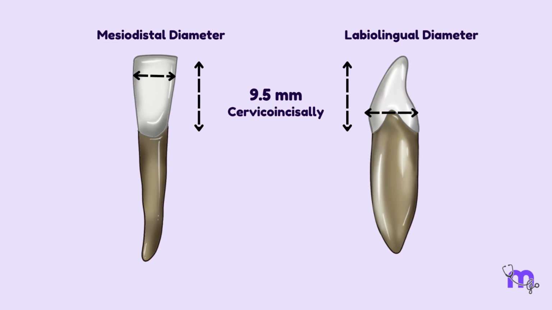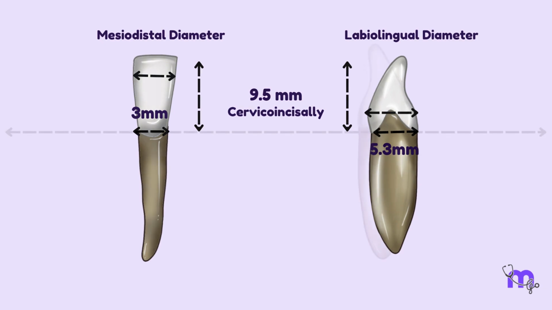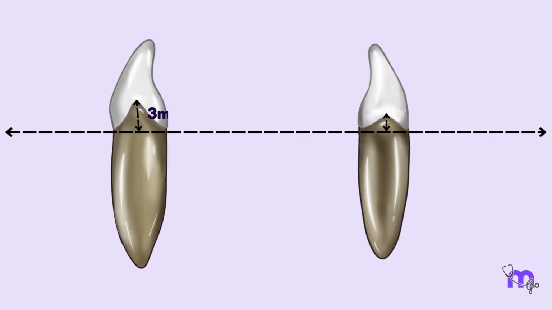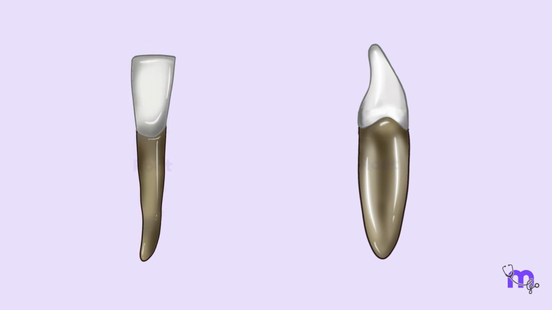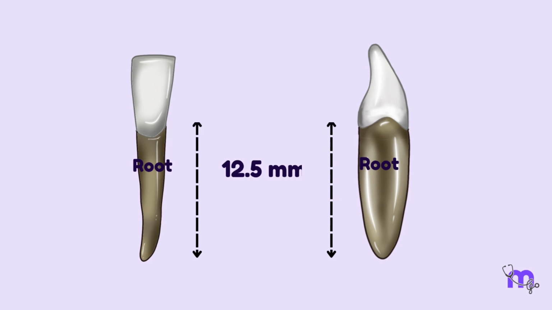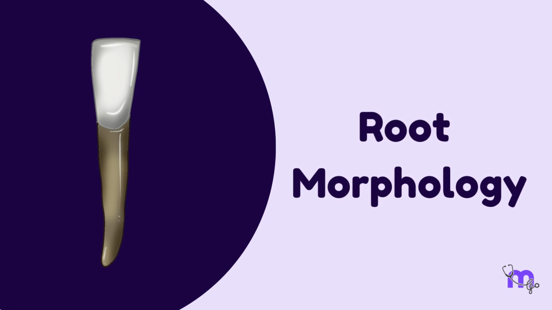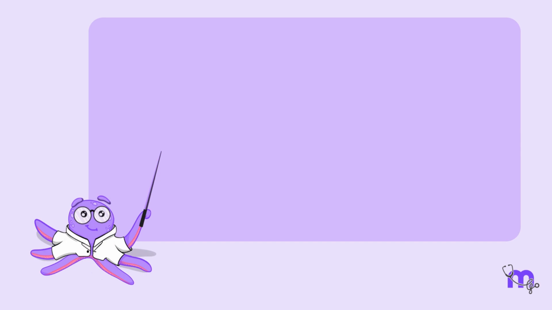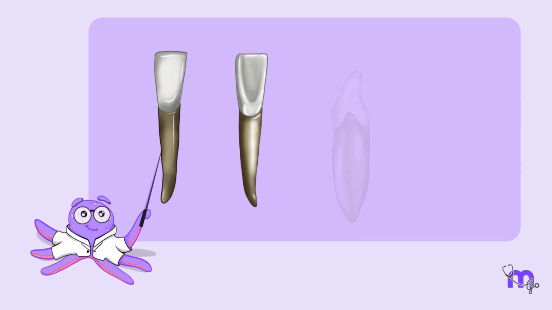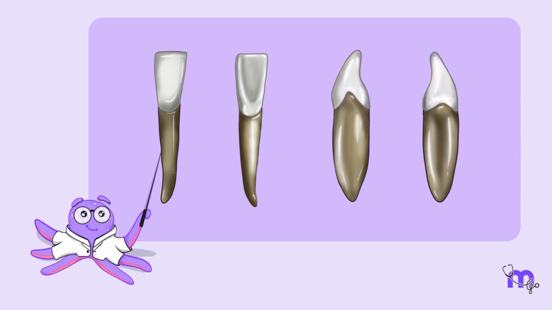However, the dimensions at the cervix are comparatively less and are about 3 mm mesiodistally and 5.3 mm labiolingually. The cervical curvatures are about 3 mm mesially and 2 mm distally. The root is only about 12.5 mm in length. Let's now discuss the root morphology. It follows the contours of the crown. It can be discussed from labial, lingual, mesial, and distal aspects.